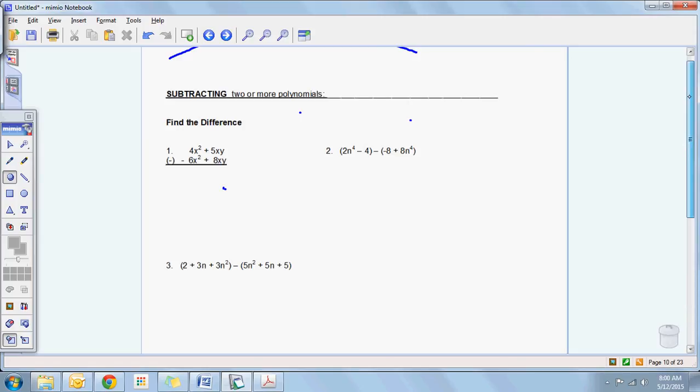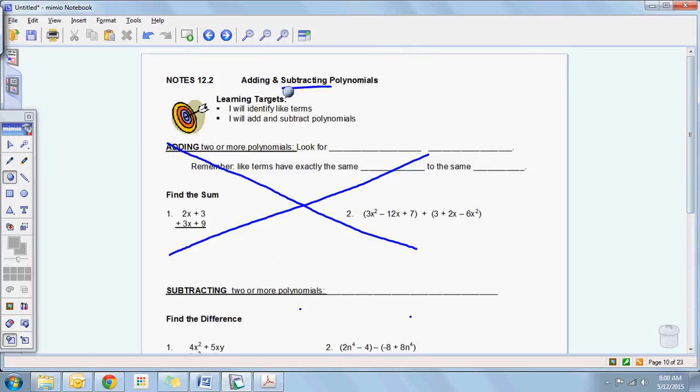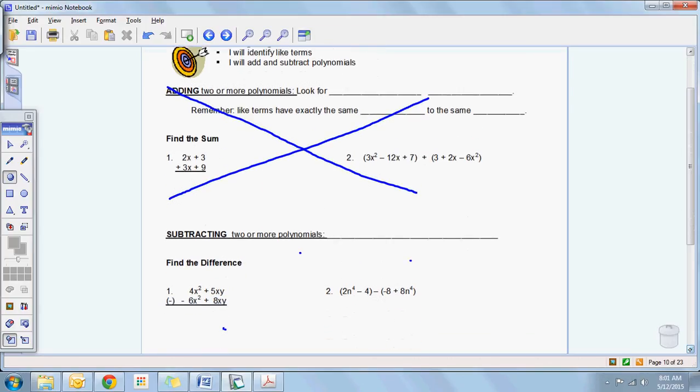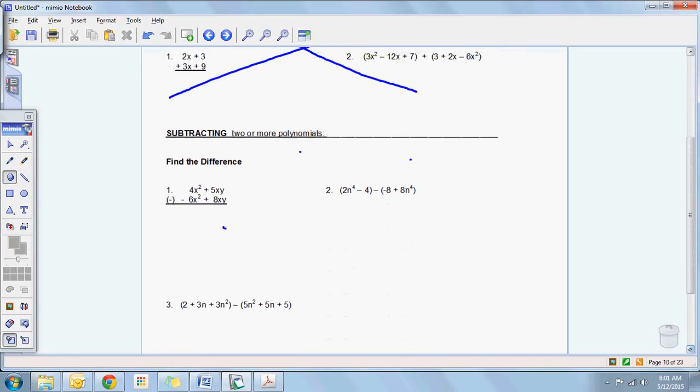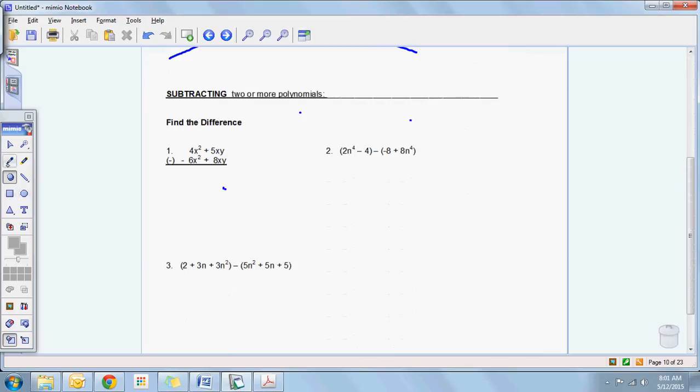This video is going to walk you through how to subtract polynomials, the second part of our learning target for 12.2. Some of you have already done how to add. If you haven't gotten to that point, that's okay. We're just going to skip down to the bottom of your notes and talk about how to subtract two or more polynomials.